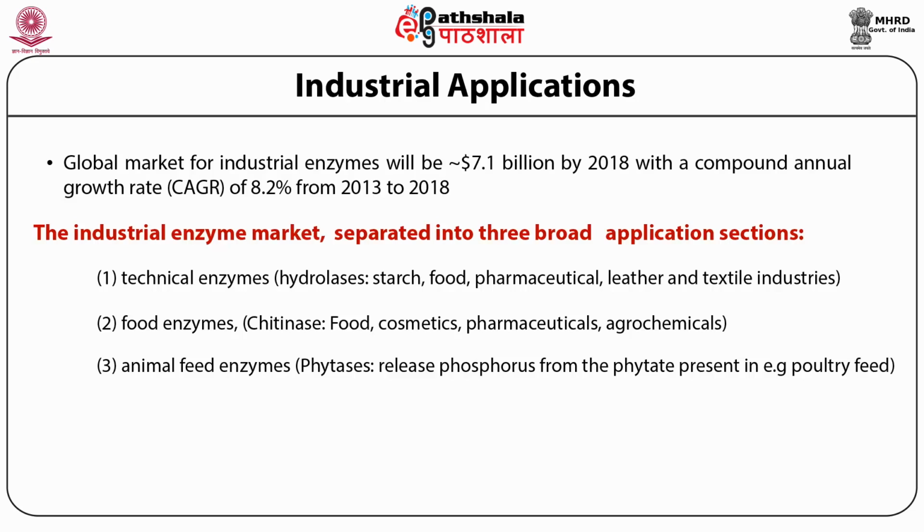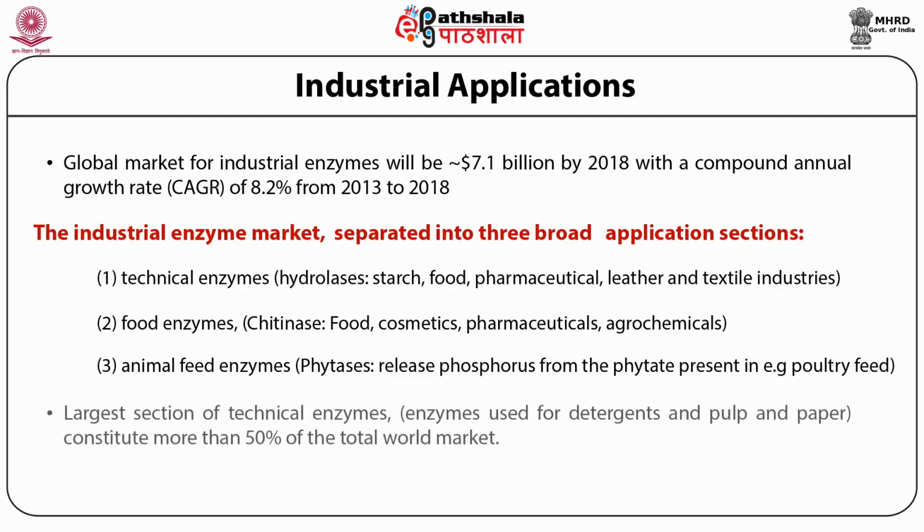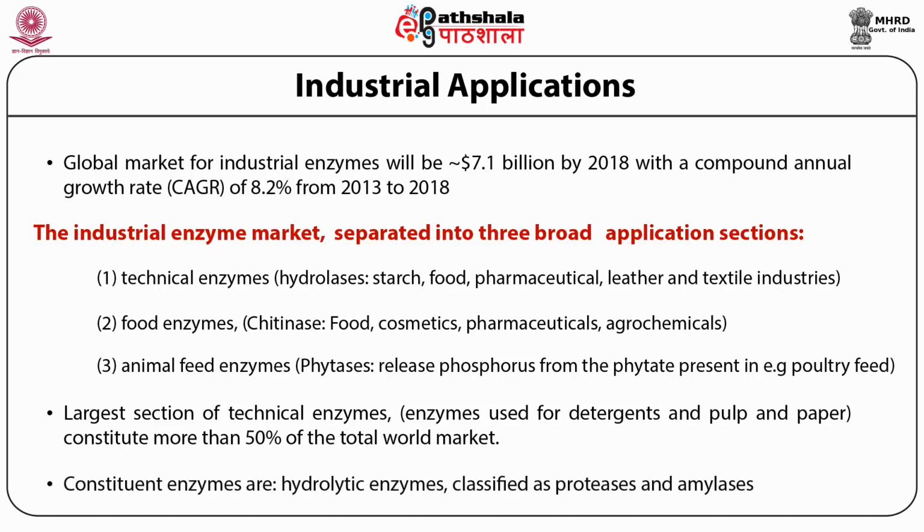Among these 3 sections, the largest is comprised of technical enzymes, and these enzymes, which are hydrolases, are used in detergent, pulp, and paper industries. This single section of technical enzymes constitutes more than 50% of the total world market. The constituent enzymes of these hydrolytic enzymes are proteases and amylases.